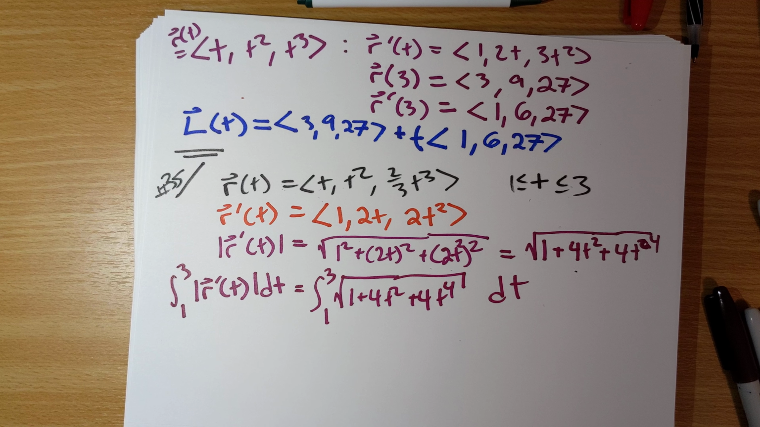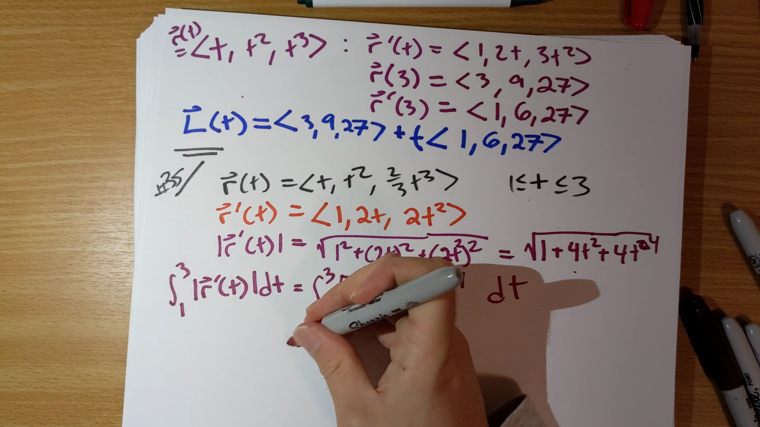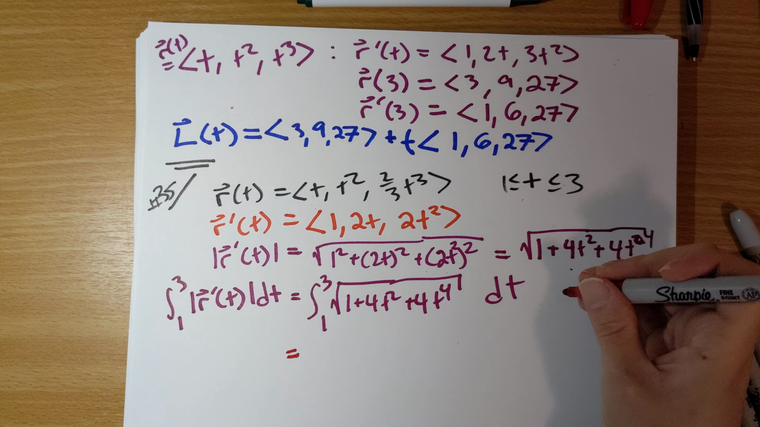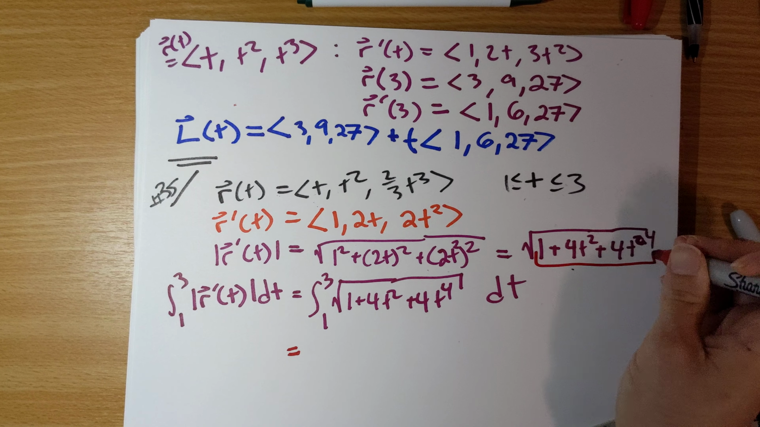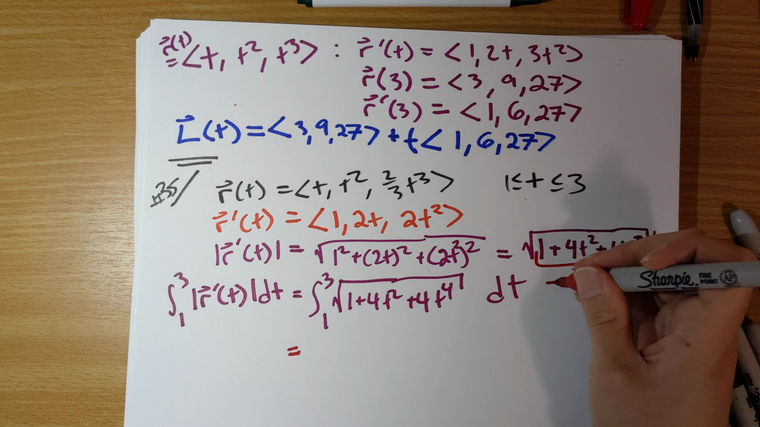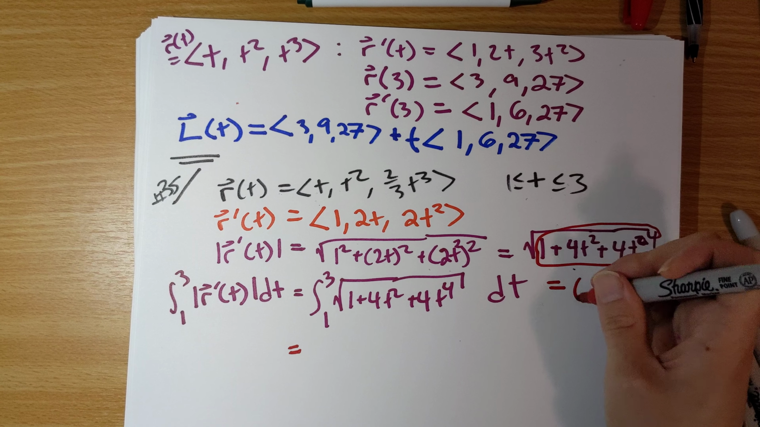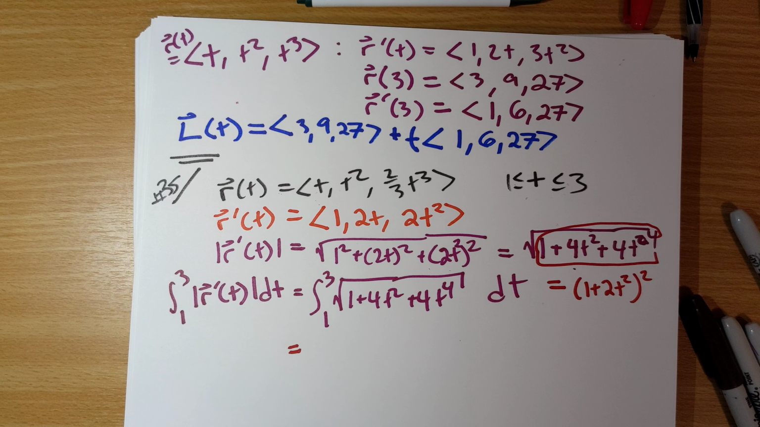I didn't just say set up the integral, I said actually evaluate this integral. And the trick to evaluating this integral is that we need to realize that the thing under the square root here is a perfect square. The thing under the square root is equal to the quantity 1 plus 2t squared, squared. I'll let you verify that for yourself.